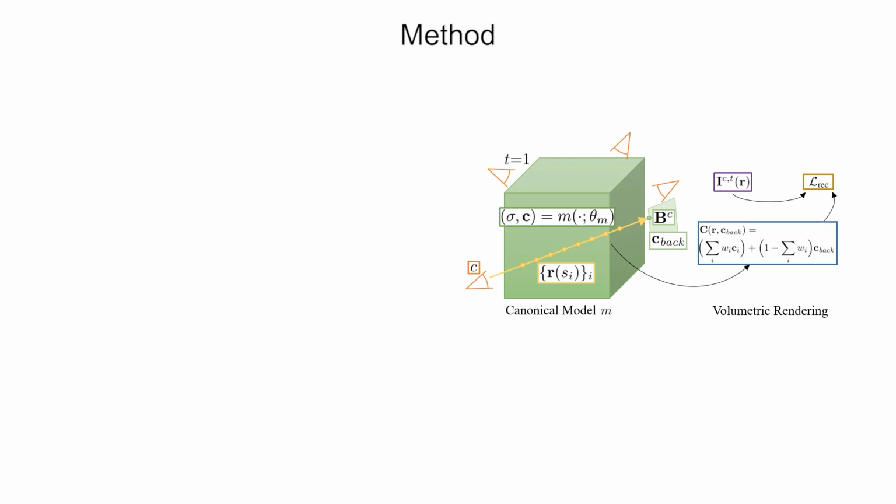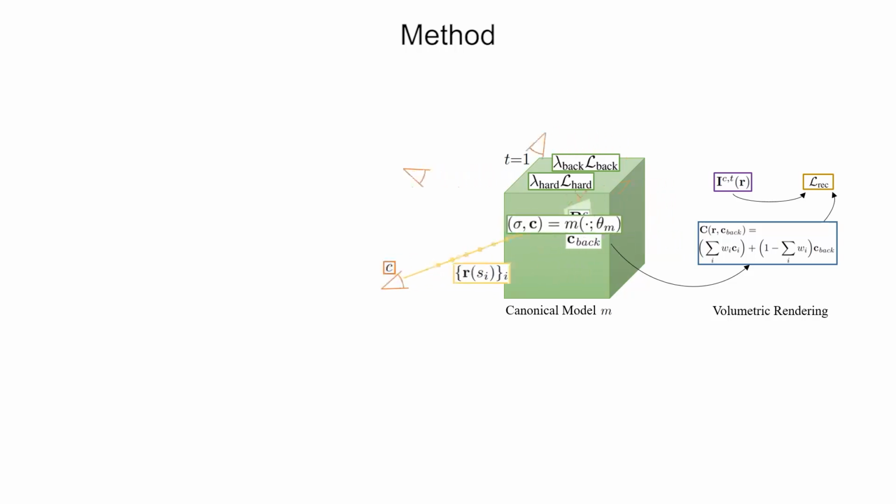We encourage similarity to the ground truth with a reconstruction loss. In addition, we regularize the geometry. After this construction, we keep the weights of the canonical model fixed. This is crucial to ensure time consistency.